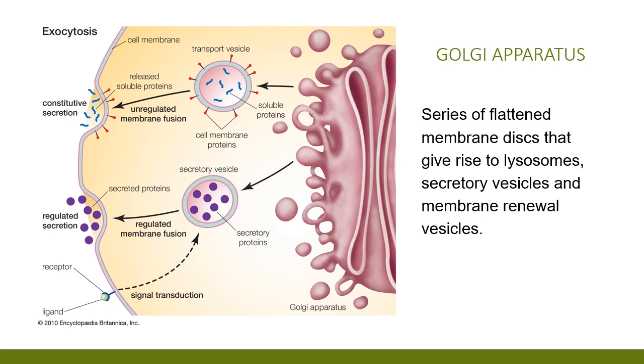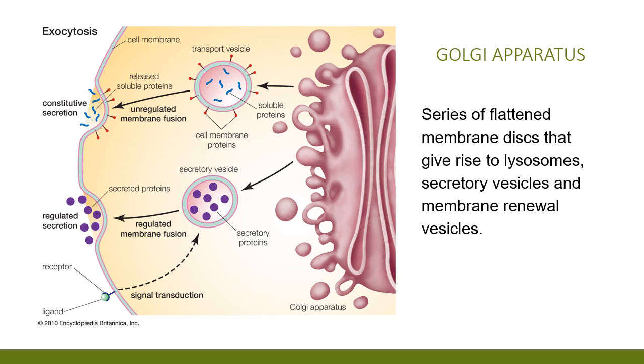The Golgi apparatus, this is a good image. It's showing you how the Golgi apparatus is interacting. It's a series of flattened membrane discs that give rise to lysosomes, secretory vesicles, and membrane renewal vesicles. You can see the Golgi apparatus on the right there in the image has these sacs filled. They're actually called cisternae. And then they reprocess what was made by the endoplasmic reticulum, and they can either ship it out as a transport vesicle or a secretory vesicle, or it can actually make lysosomes as well.